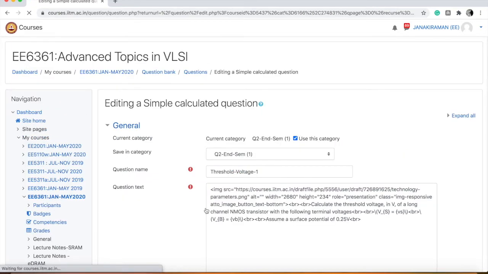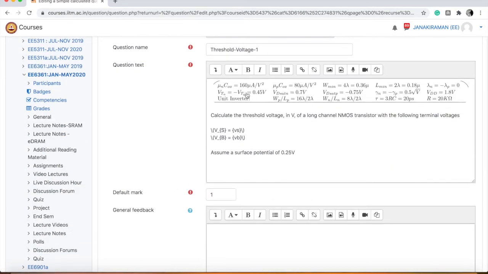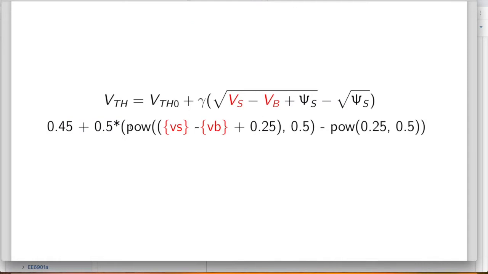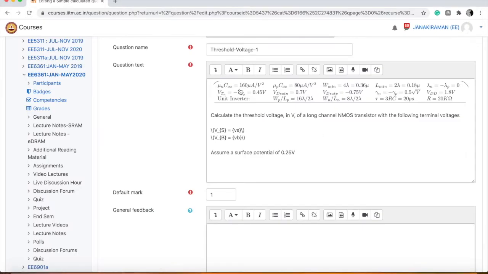So let me show you this question here. What I've done is I've given the parameter values, those equations that I'm talking about here, this VTH naught, gamma, and all that are actually given here as parameters in my question. You can see that VTN, instead of VTH naught, is 0.45, and my gamma n is 0.5. So I'm saying calculate the threshold voltage in volts of a long channel MOSFET with the following terminal voltages. This is just LaTeX. I want V underscore S to come, but this {Vs} in flower braces is my Moodle calculated parameter.